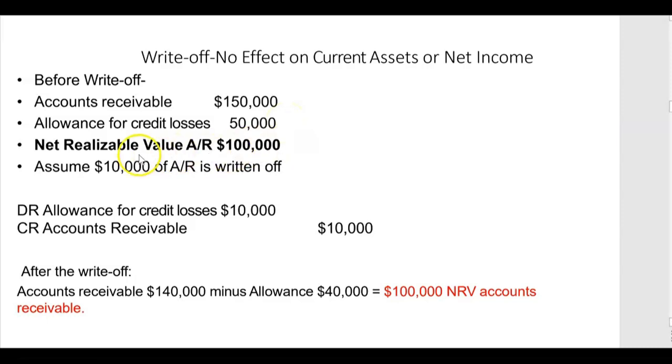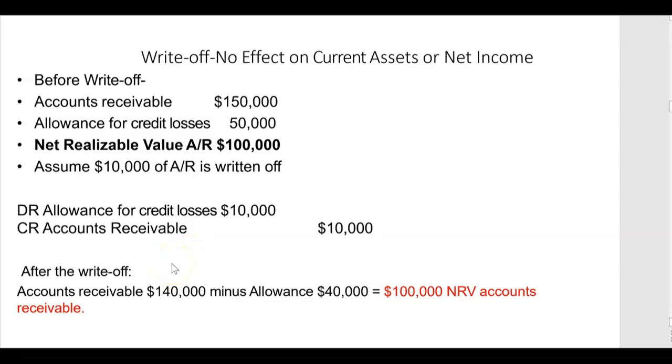That makes the net realizable value of accounts receivable $100,000. You should know that accounts receivable minus the allowance is the net realizable value. And if the net realizable value is $100,000, let's assume $10,000 of AR is written off. So we'll reduce the allowance, we'll reduce accounts receivable.